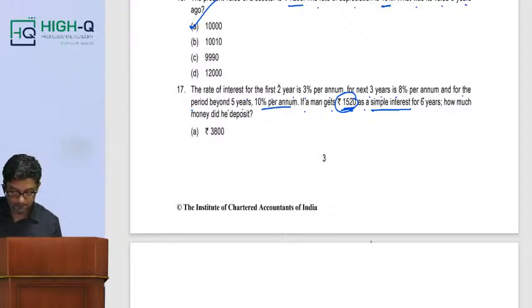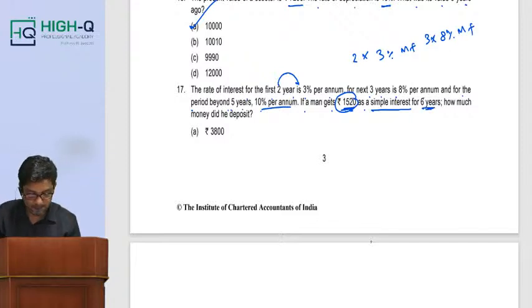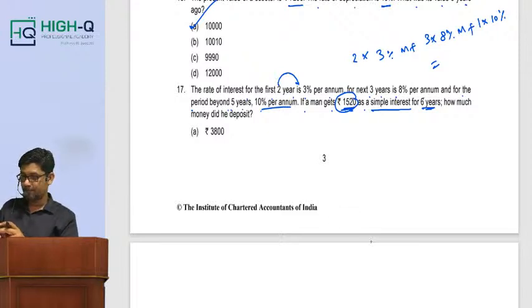Take your calculator. 2 into 3% M plus, 3 into 8% M plus, beyond 5 years 10%. Total how many years? 6 years. So beyond 5 years, there is only 1 year we have got. So plus 1 into 10%. Just find out what you are getting. 2 into 3% M plus, 3 into 8% M plus, 1 into 10% M plus, then MRC.